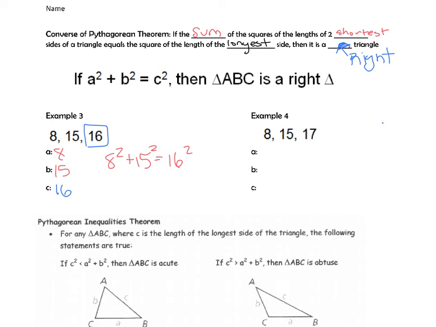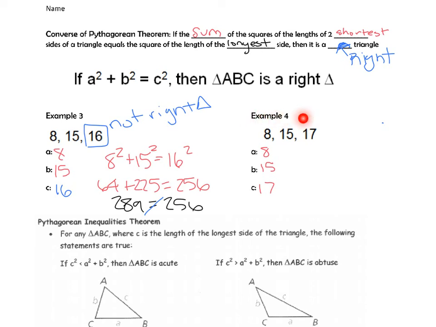So let me just plug that into my handy dandy calculator. 8 squared is 64 plus 15 squared, 225 equals 16 squared, which is 256. So 225 plus 64 is 289, which clearly you can tell is not equal to 256. So therefore, this example is not a right triangle.